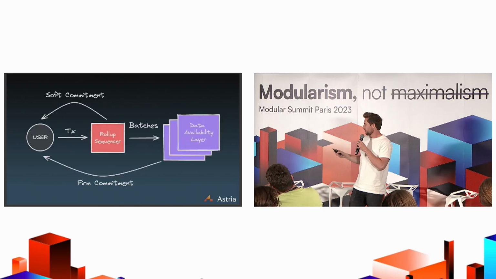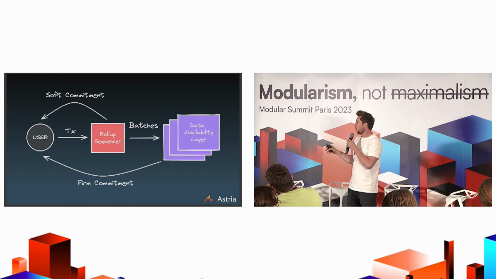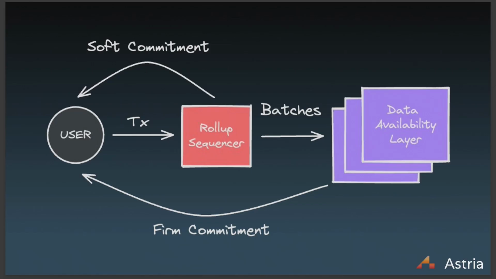Okay, so state of sequencers today. This is what I'll argue is the most simple case for a centralized sequencer today. You have an end user. They're going to talk to a rollup sequencer and get a soft commitment there. As it's one box, that's a centralized sequencer. That sequencer pushes batches to the DA layer. You get a firm commitment for that.